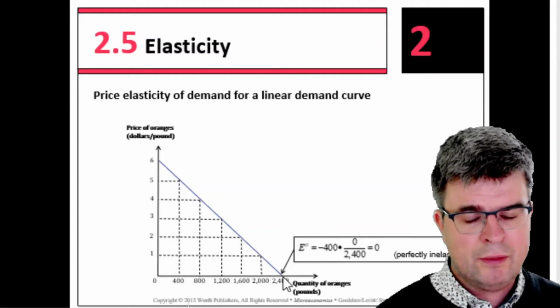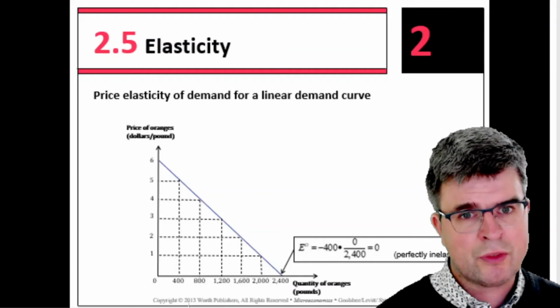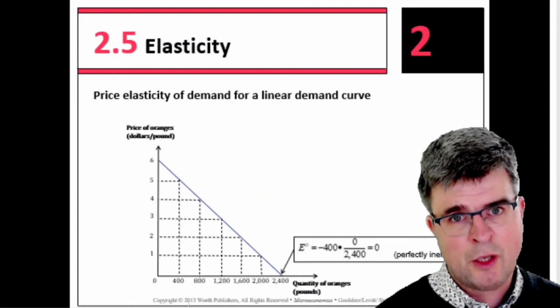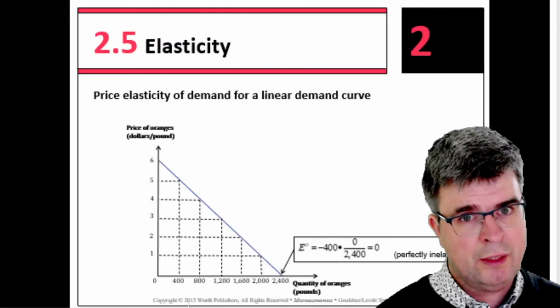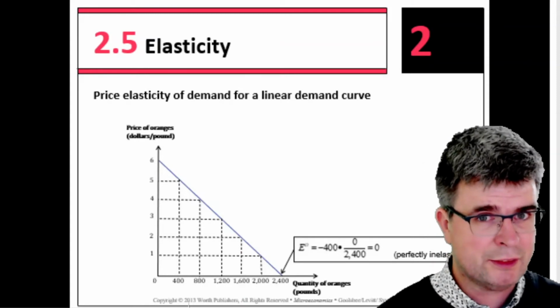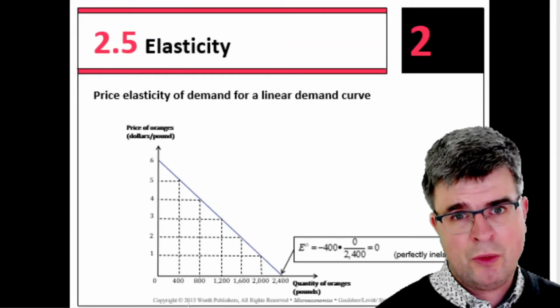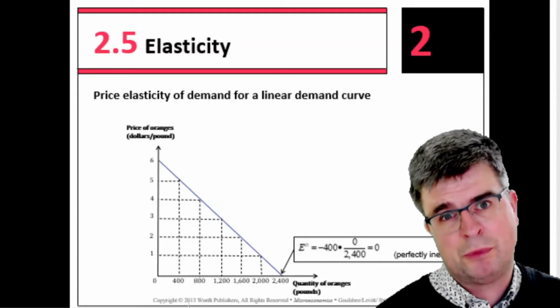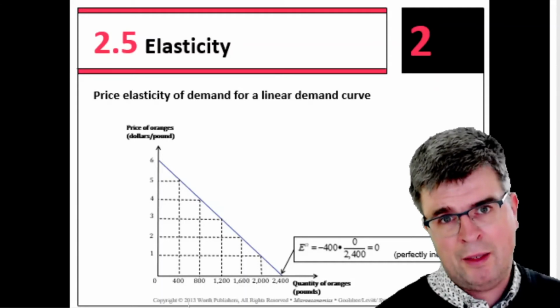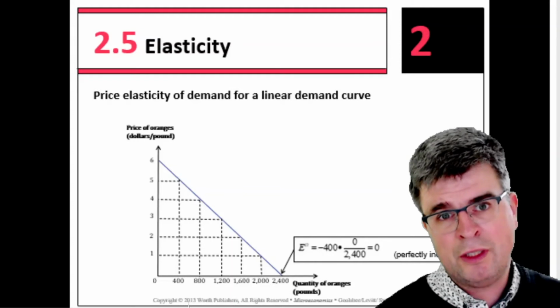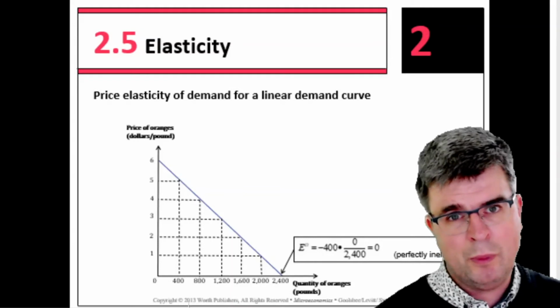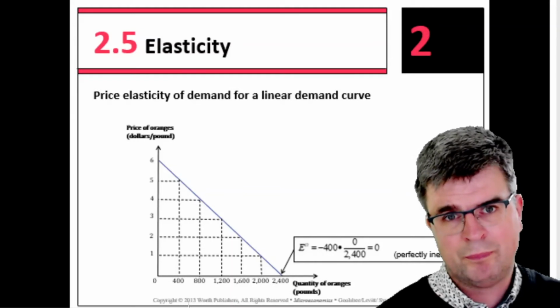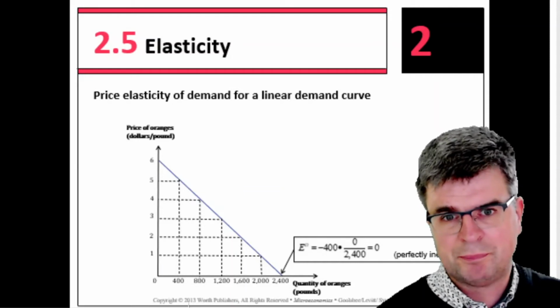And at the point where the demand curve intersects with the x-axis, demand becomes perfectly inelastic because your price is 0. So you need a percentage-wise infinite increase in your price from 0 to something, and the decrease in quantity will be only small percentage-wise.